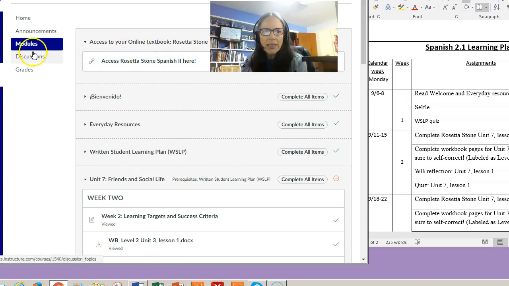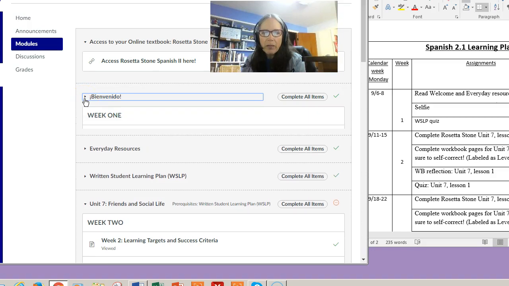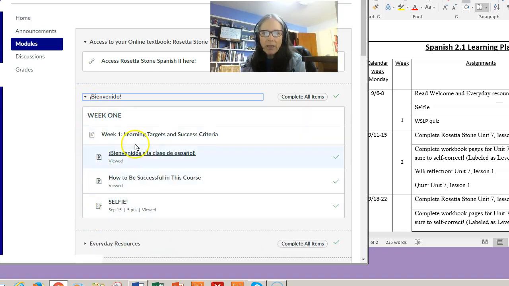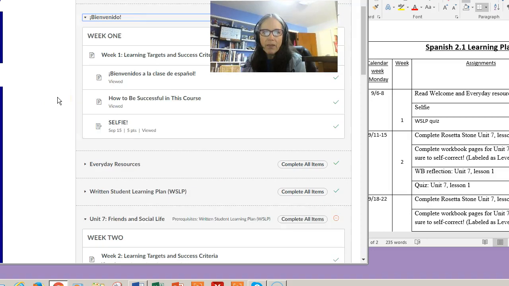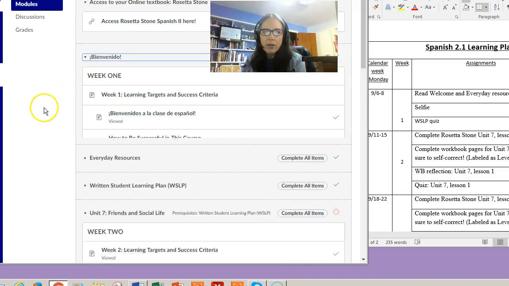and you should see this on modules. So you want to make sure if your home page is not set to modules, it should be set to modules because you want to land on modules. So you needed to start out with doing the Bienvenido module. And notice that all these things have a green check mark by them. That's because this student has completed that already. So I'm going to close that back up.